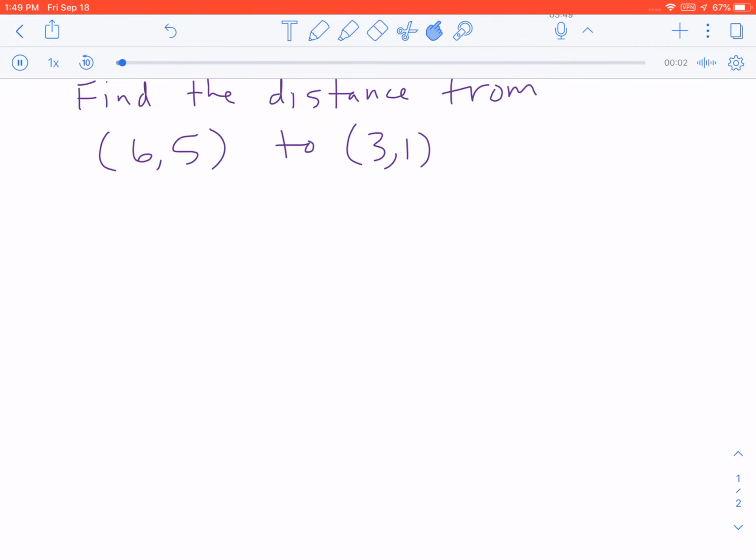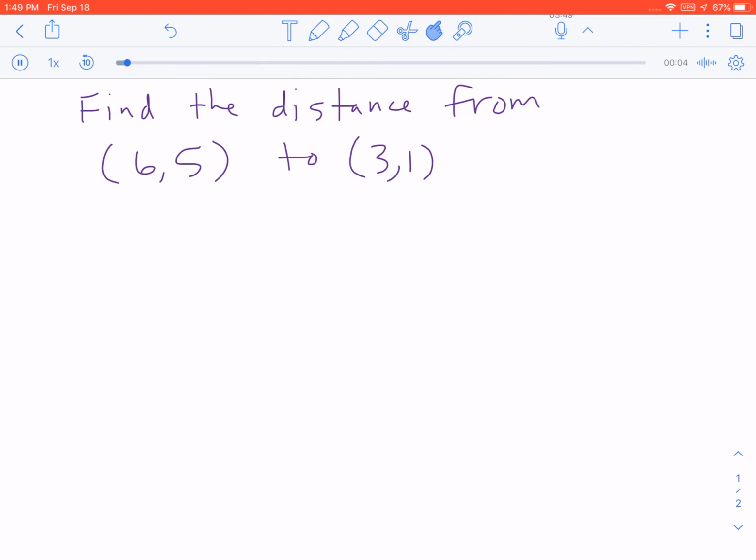All right, so we're going to do one quick example of the distance formula. And just to give you a sense of this, we will be doing a lot more of these tomorrow, but I at least want to introduce it to you in case some of you want to try some on the assignment. So it says find the distance from (6,5) to (3,1).